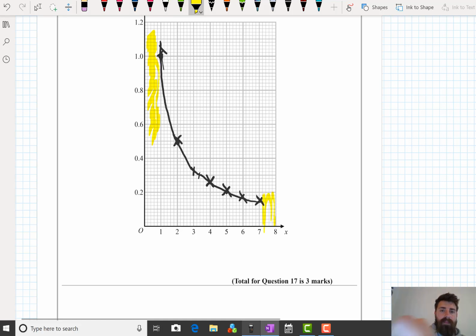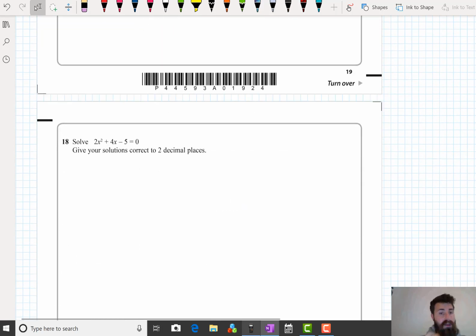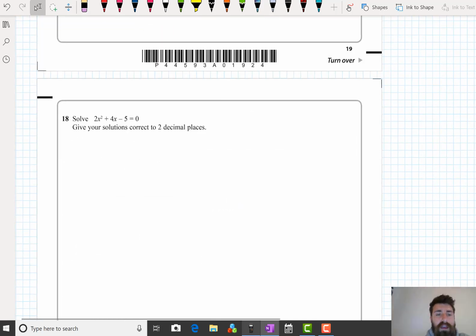3 marks, putting it into a calculator and plotting the points is quite nice. Solve this quadratic equation, which is of the form ax squared plus bx plus c equals 0.